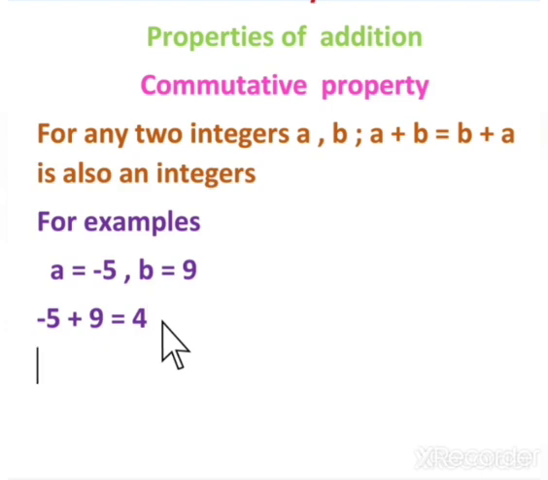Now we are going to check the right hand side, b plus a. Now we are going to add in reverse order. What is the value for b? The value for b is 9. So 9, we are going to add, so plus, and the other number is, the value for a is minus 5. We should not write plus and minus next to each other, so we are going to put a bracket, minus 5. First clear the bracket and then solve the sum.